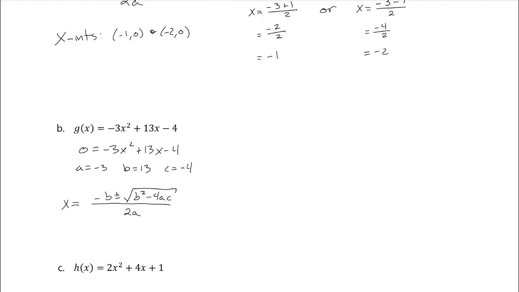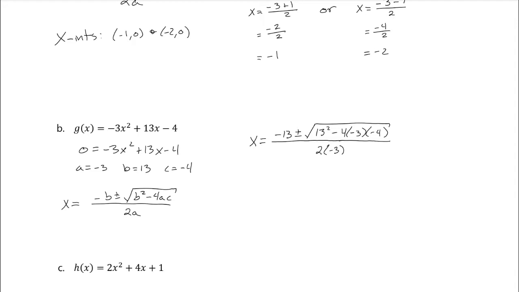So we'll plug our a, b, and c in to get x equals negative b will give us a minus 13 plus or minus the square root of b squared is 13 squared minus 4 times a is negative 3 times c is negative 4. Close the square root, extend our fraction line all the way under everything, all over 2 times a is negative 3.